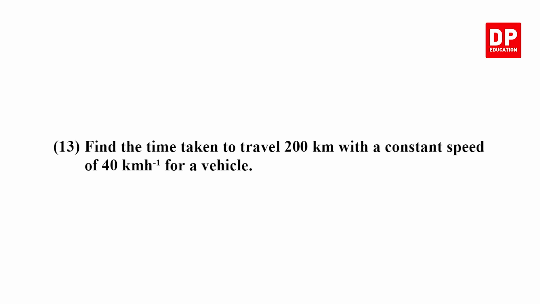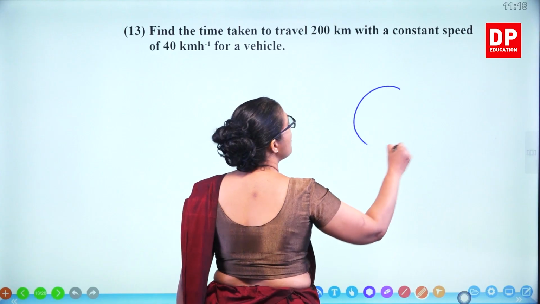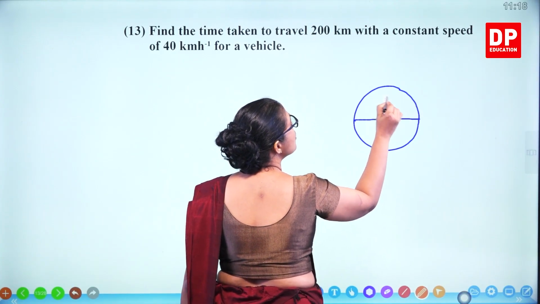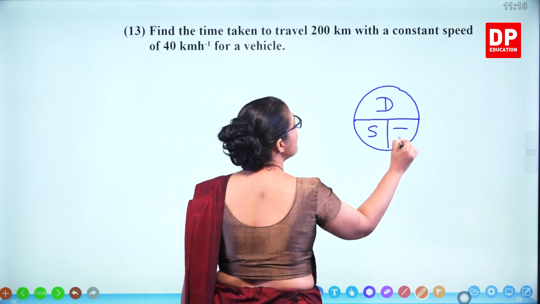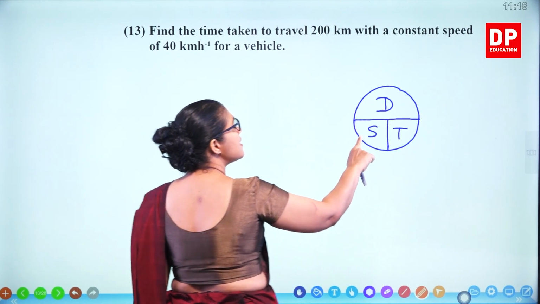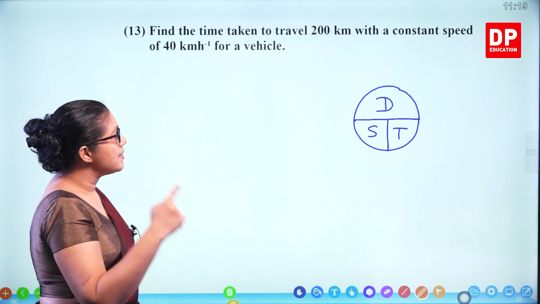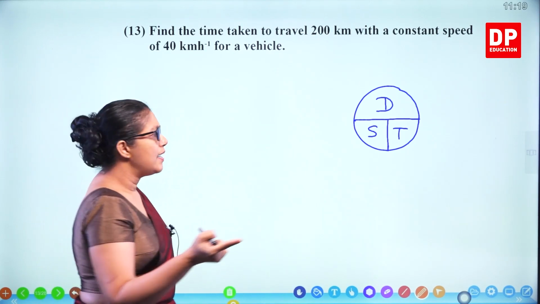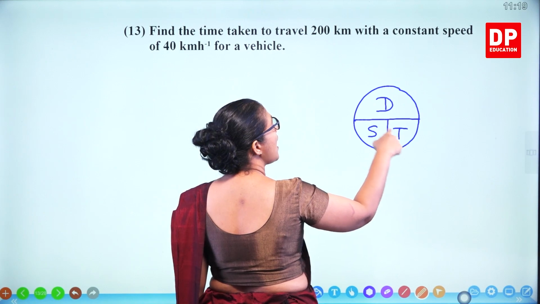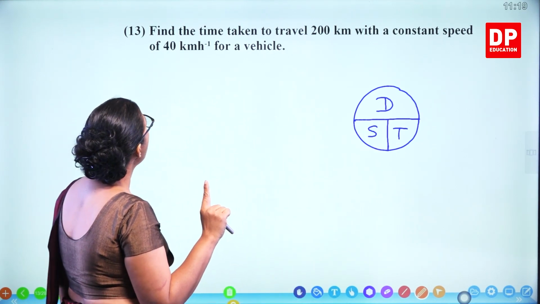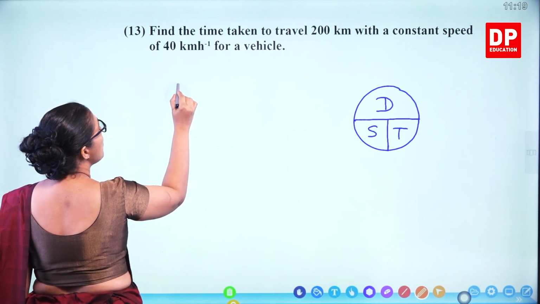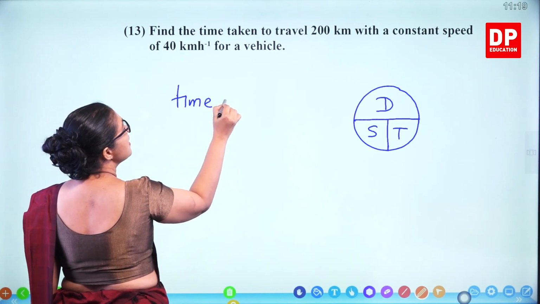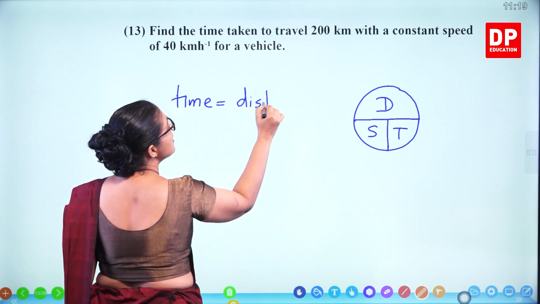Question number 13. Find the time taken to travel 200 kilometers with a constant speed of 40 kilometers per hour for a vehicle. What can you remember about distance, speed and time? Distance is speed into time. Distance over speed is time. Distance divided by time is speed. So now we need time. So what is time? Time is distance over speed.